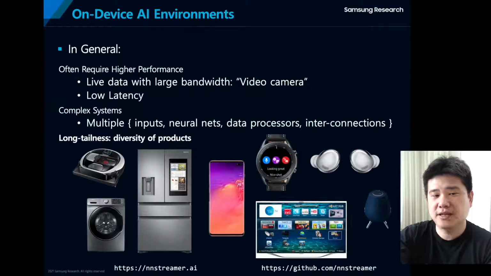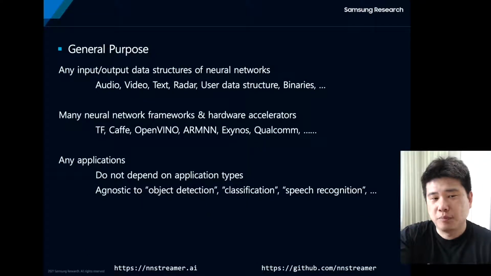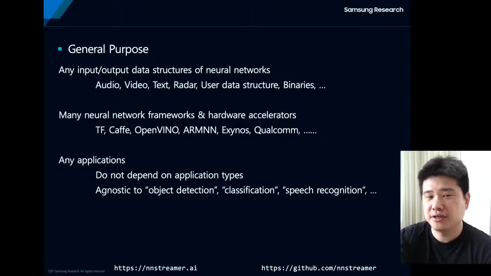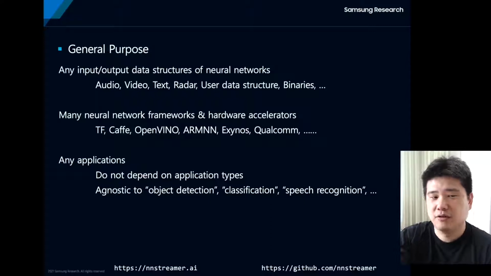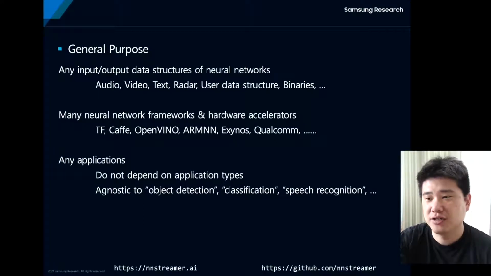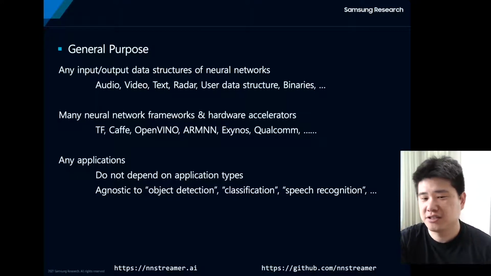Another problem is that in on-device systems, unlike server systems, we have a lot of different products and a lot of different requirements and hardware specifications. In such an environment, our purpose for the framework, NNStreamer, is to process any input or output data structures of neural networks, including audio, video, text, radar, user data structures, or any arbitrary binaries coming from sensors. We wanted to process many different neural network frameworks and hardware accelerators, and we did not want to depend on specific application types, whether object detection, classification, or speech recognition.